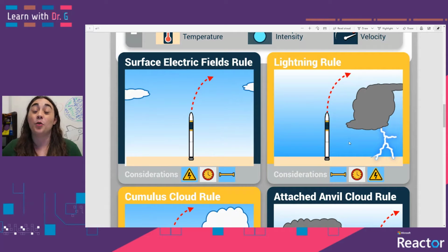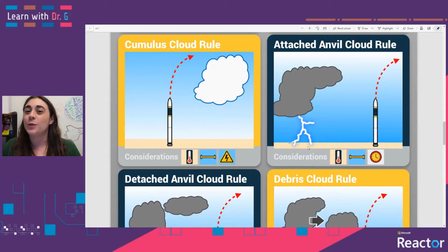If there is, for example, actual lightning from clouds happening, there are some considerations we need to take into account. For example, the distance of the rocket from the cloud that is producing lightning, the time of day, and the surface electrical field. However, you can see that the shape of the cloud and therefore the type of cloud that is producing the lightning also has an impact on whether or not the rocket launch will be successful.